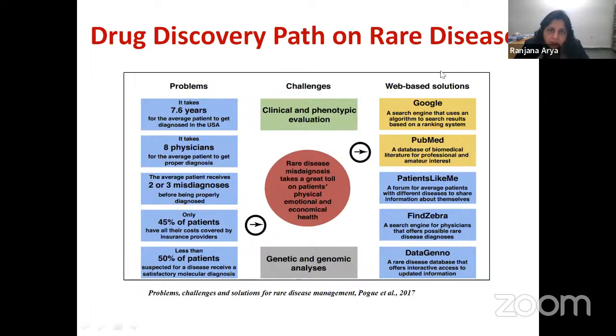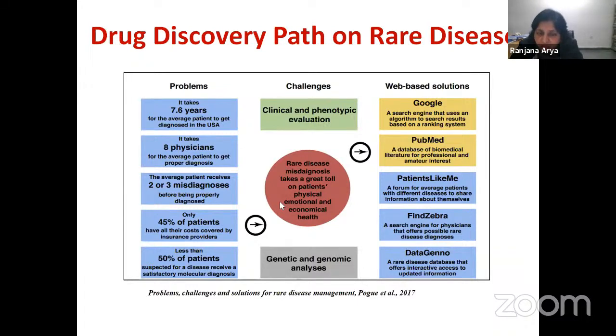So the drug discovery path for rare diseases primarily focuses on not only the analysis but also the input from the patients. Suppose we have 2 or 3 misdiagnoses before being properly diagnosed, and only maybe 45% of the patients have all their costs covered by the insurance providers, and less than 50% of the patients suspected of a disease receive a satisfactory molecular diagnosis, because these are mostly inherited and genetic disorders. So misdiagnosis needs to be avoided, and actually misdiagnosis takes a great toll on the patients' physical, emotional, and economic health.